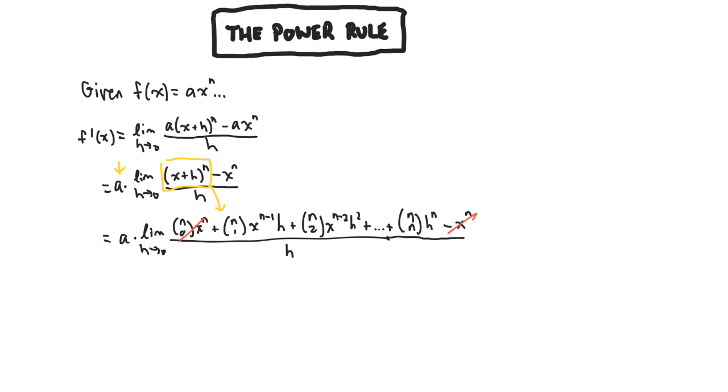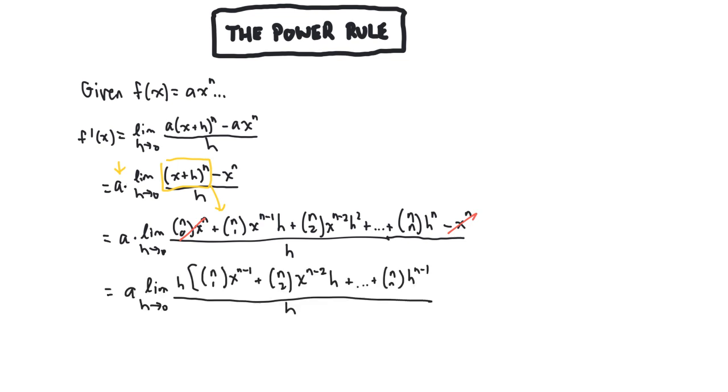Now you'll notice that every other term in that expansion has an h as a factor. So you can pull the h out of the numerator and cancel it with the h in the denominator. Once the h in the denominator is canceled, we can let h go to 0. And since every term other than that first one there in the yellow box has an h in it, all the other terms will go to 0 as well.